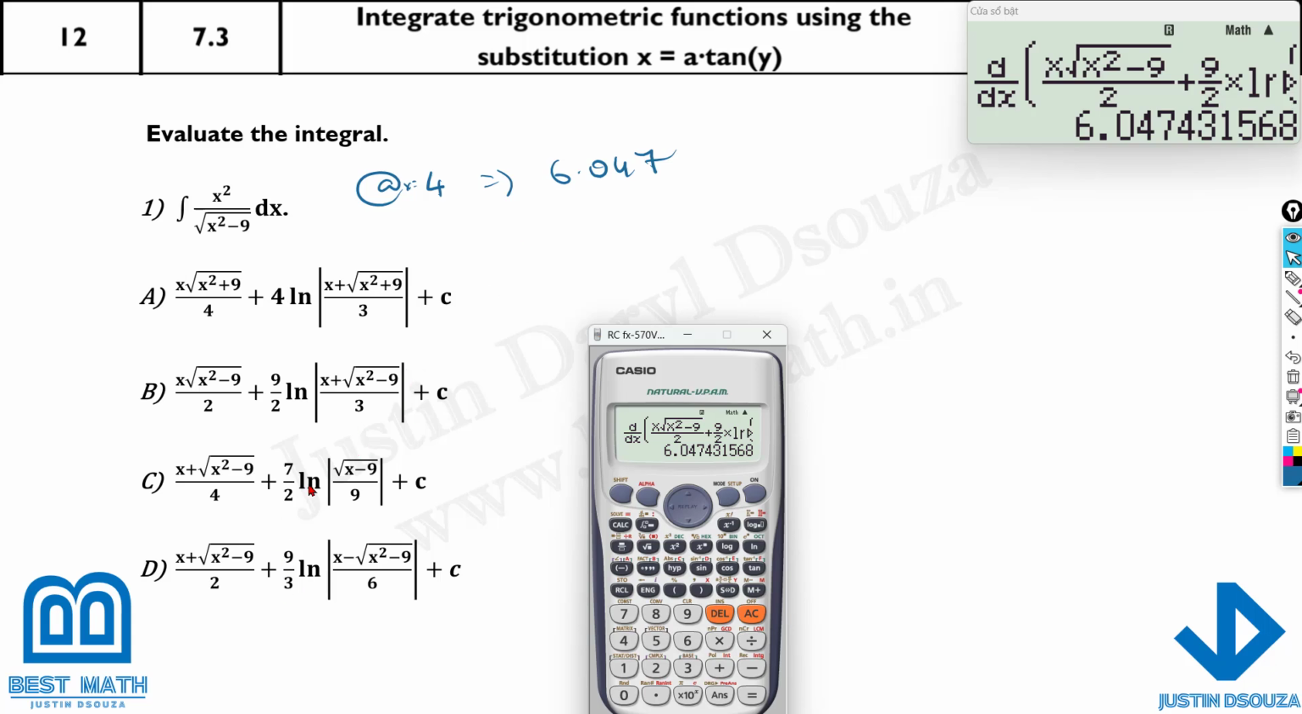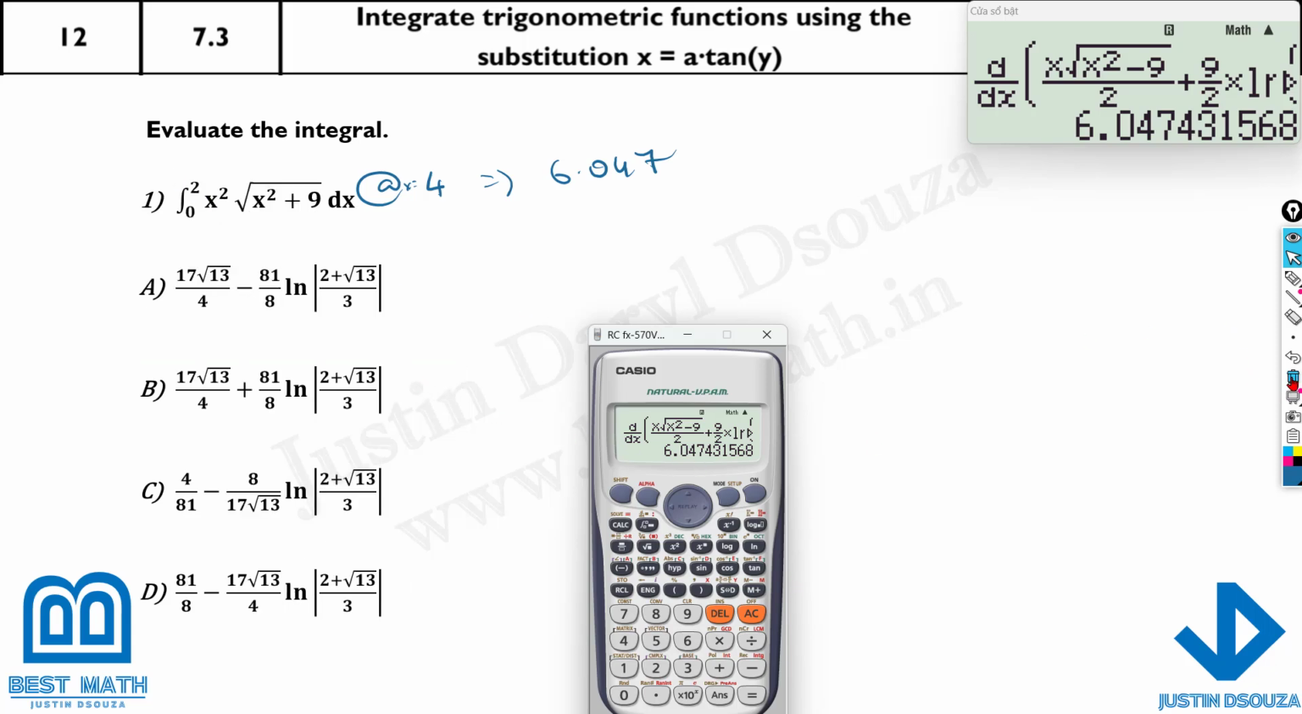So I'm not going to go further, but you can try these values and you will get some different answer. So why is this correct? Because initially when we put the x value of 4 in the question, we got 6.047. And now whichever gives us the same answer when we derive it at the same x value will be the correct answer.